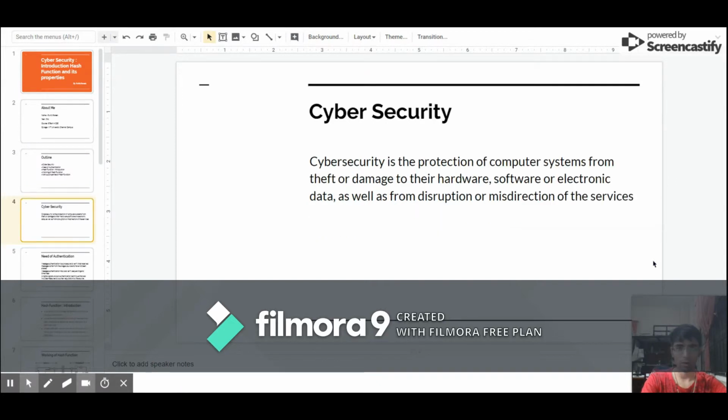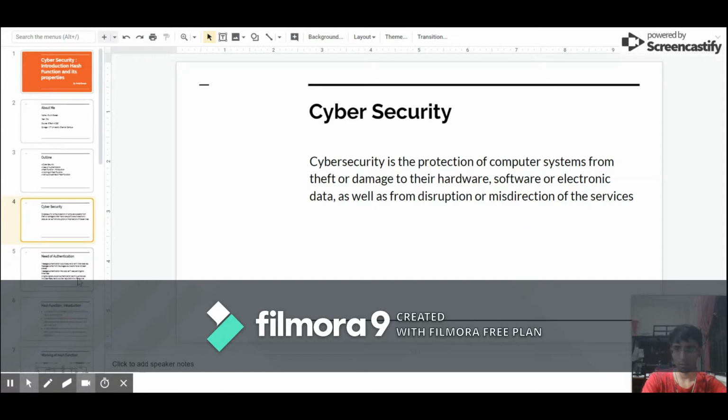So now we will talk about cybersecurity. Cybersecurity is protection of computer systems from theft or damage to their hardware, software, and electronic data, as well as from disruption or misdirection of services. In cybersecurity, we are just going to secure the system and its data. That is the basic meaning of cybersecurity.